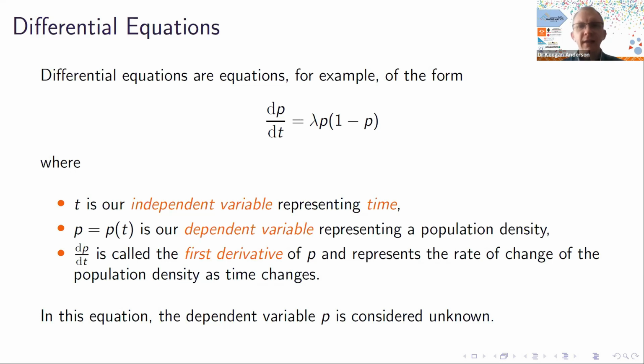It represents the rate of change of the population density as time changes. So in this example equation, the dependent variable P is considered to be unknown, and that's what we usually want to solve for. But we can also get some quantitative and qualitative results just from studying this differential equation. So where are these applied in everyday life?